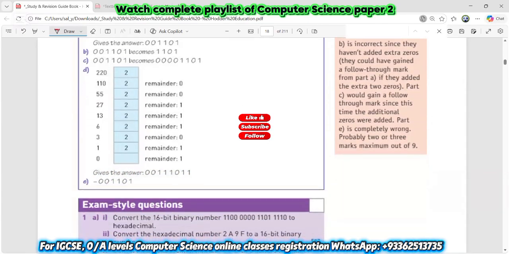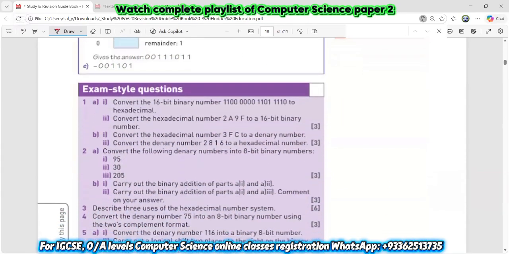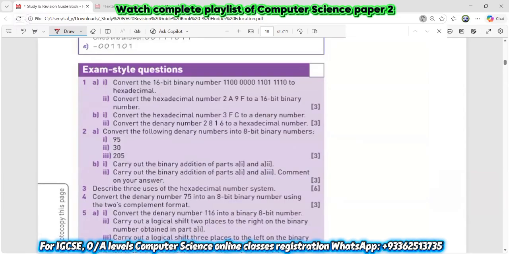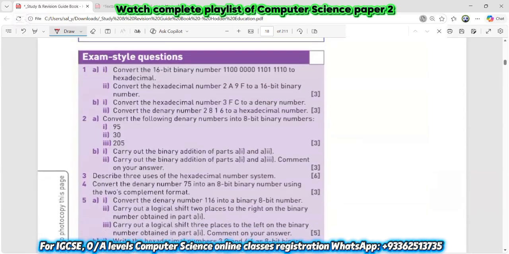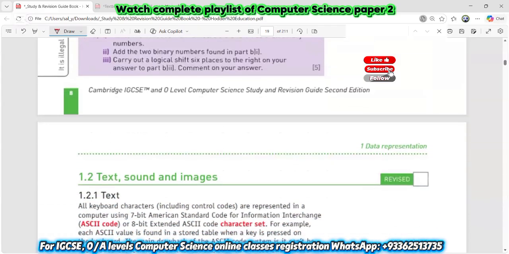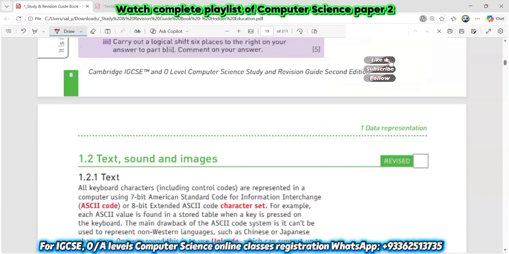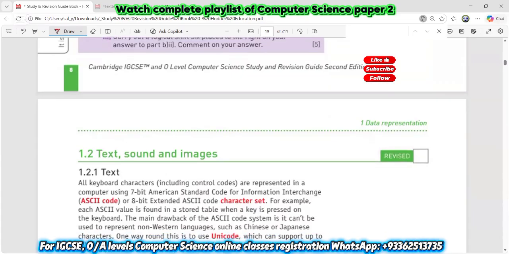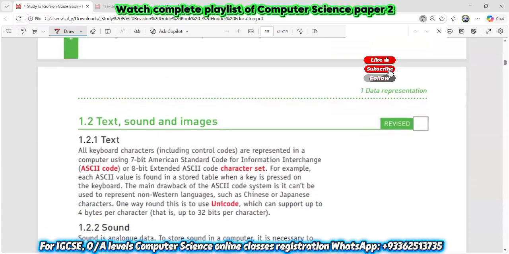So I think there is no problem in comprehending, and then again practice exam style questions are here for you. You can do them and then you can share the answers in case of any problem. Another very important topic of this chapter number 1 is text, sound and images. And in this, what you need to know is the term character set. And then what you need to know is ASCII value and Unicode.